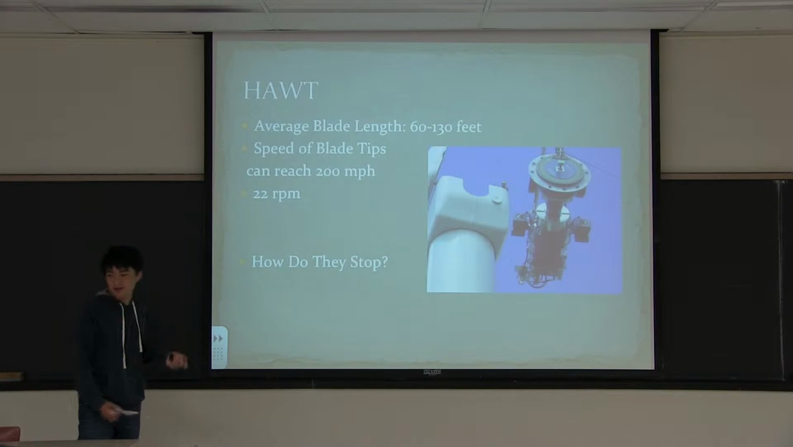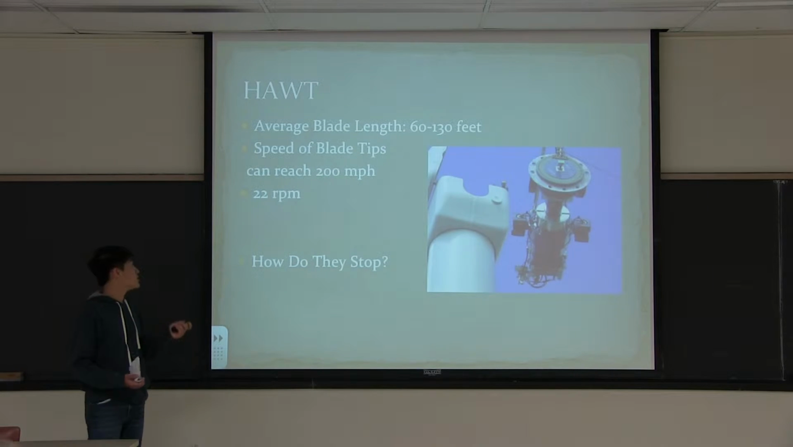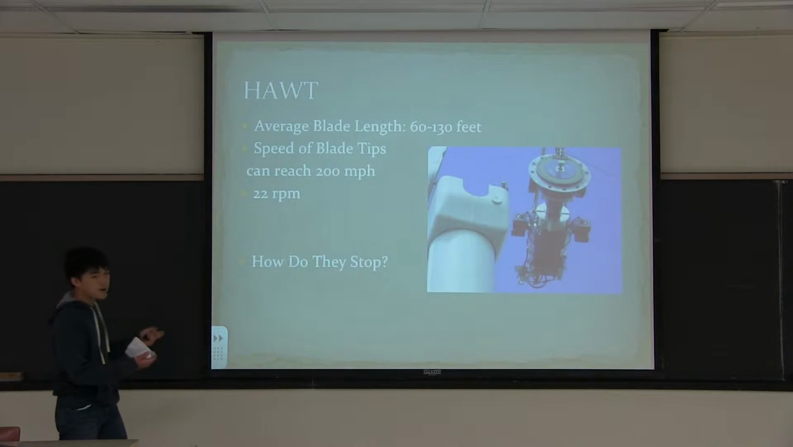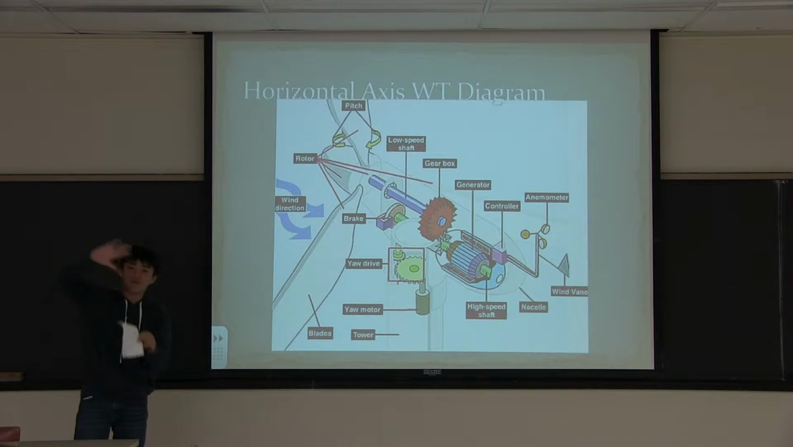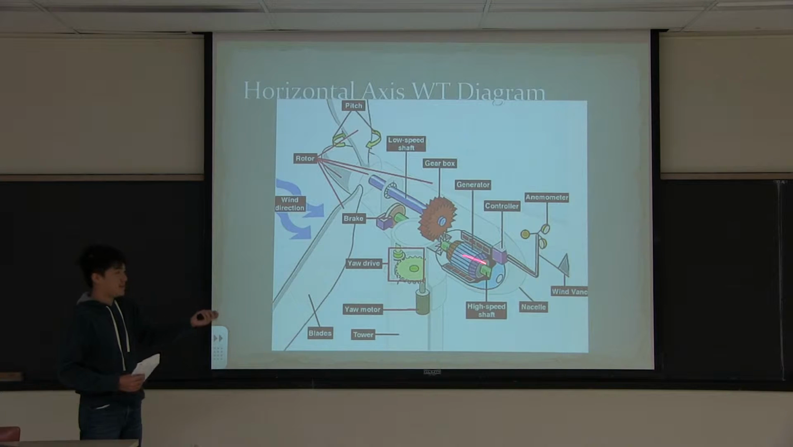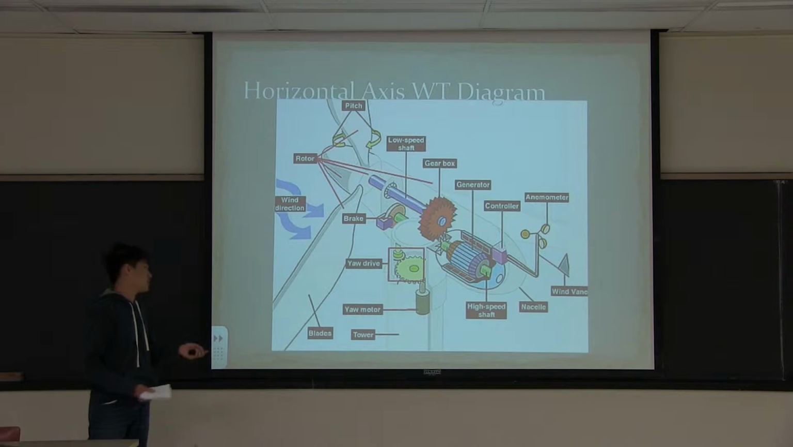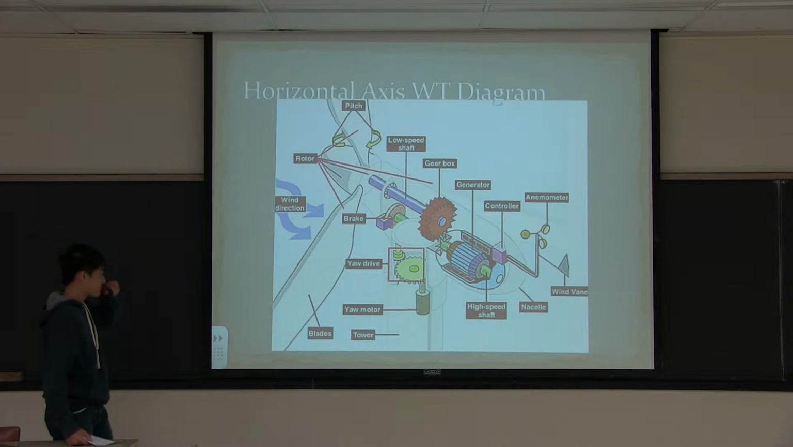Average blade length is around 60 to 130 feet, so it's pretty large. The speed of the blade tips reaches 200 miles per hour and spins at 22 RPM. They stop when the blades are feathered, which means they're turned edge-on instead of flat against the wind. And here's a diagram. You can see how the wind is here, and then it turns. A gearbox connects with gears to a generator, and it turns into the wind using an anemometer, which calculates the wind direction. And it has a motor so it can turn to get the optimum performance.